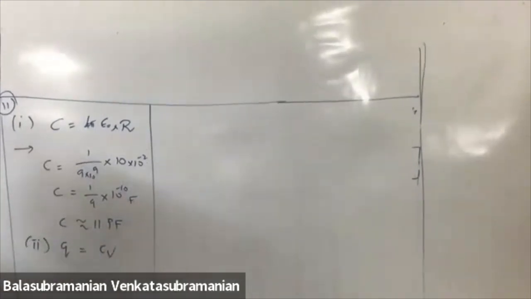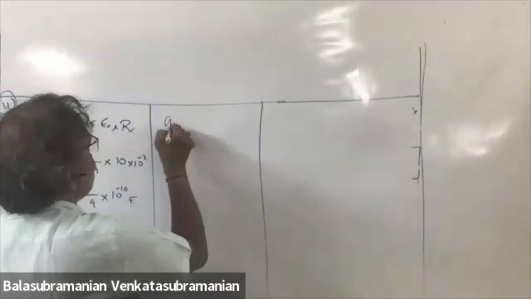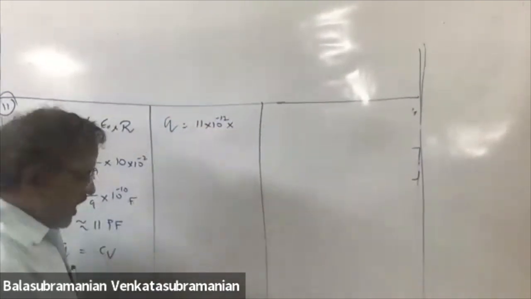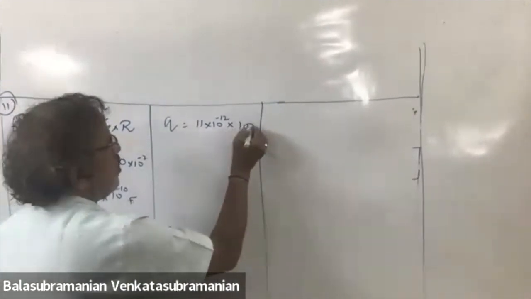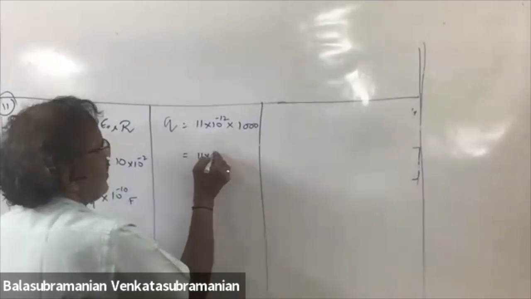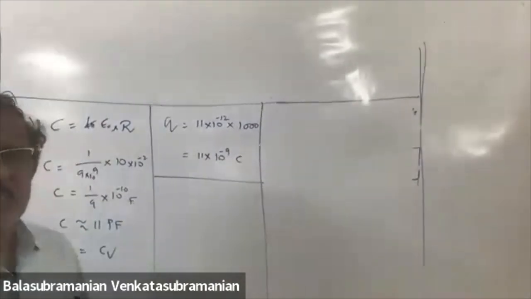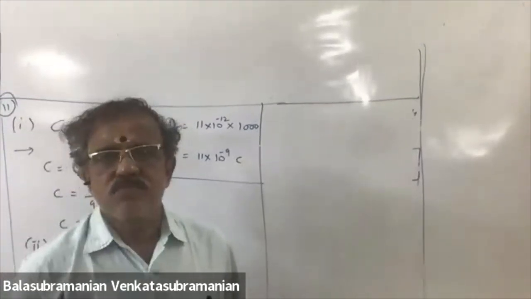Okay. Next, charge we have to calculate. Q is equal to CV, basic formula. So Q is equal to 11 into 10 power minus 12. What is V given? 1000 volt. So I can write 11 into 10 power minus 9. Straight.